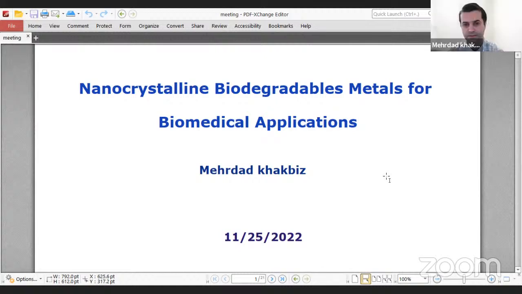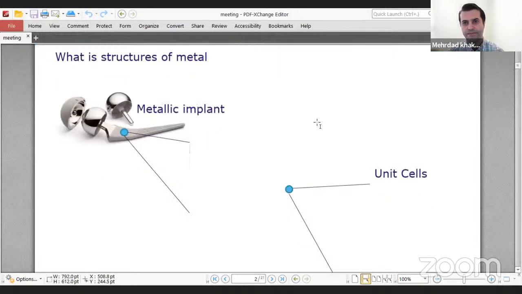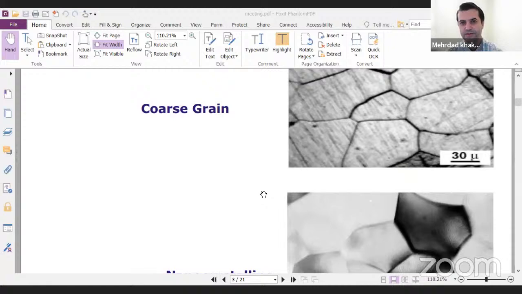Okay. So here I select, as I told, let me describe what is the structure of the metals. So here some of my pictures are not showing. I don't know what happened. Excuse me, let me fix it. Okay, so do you see my screen, please?